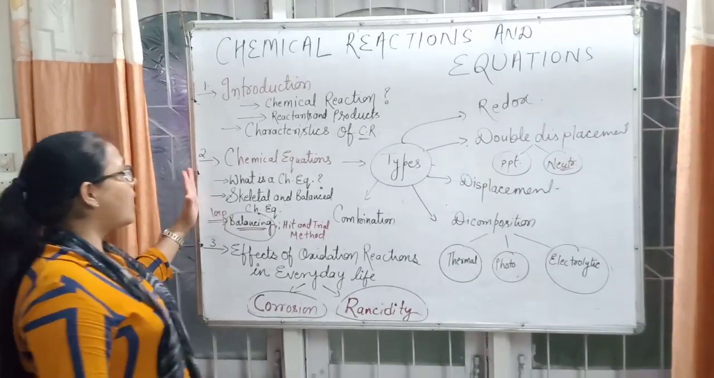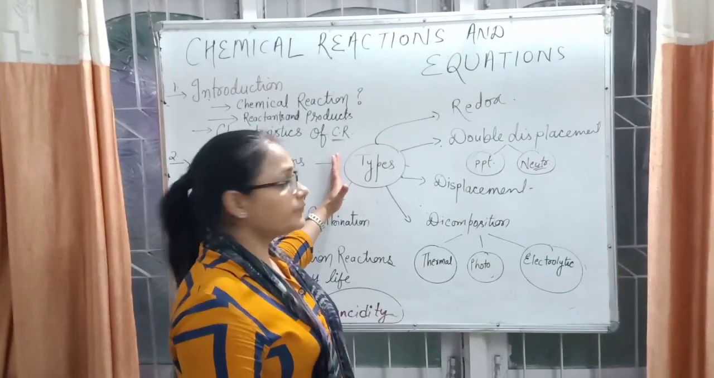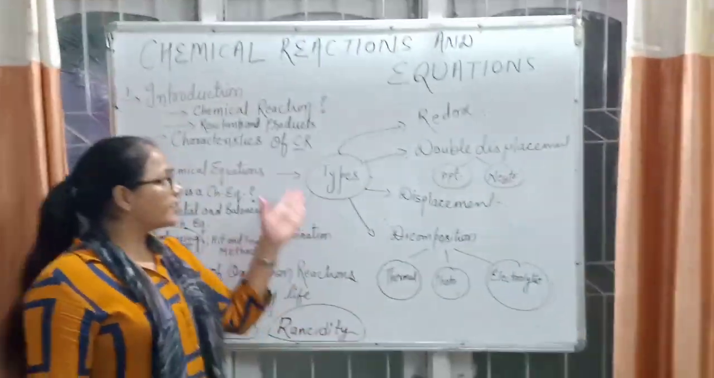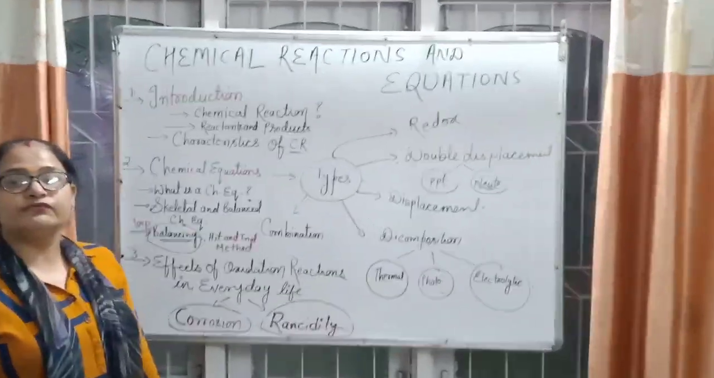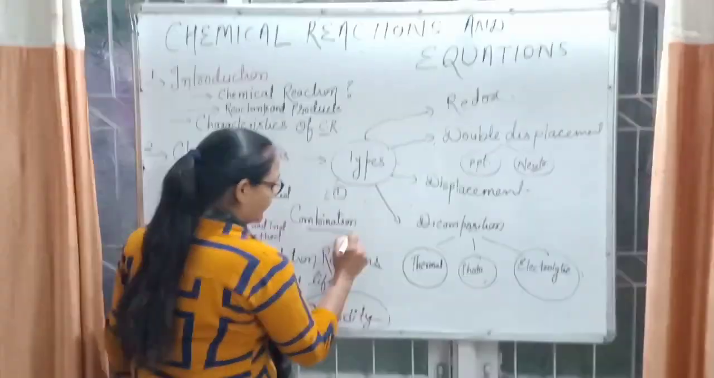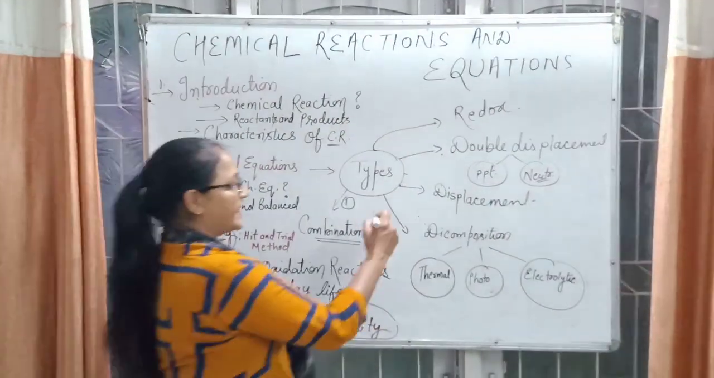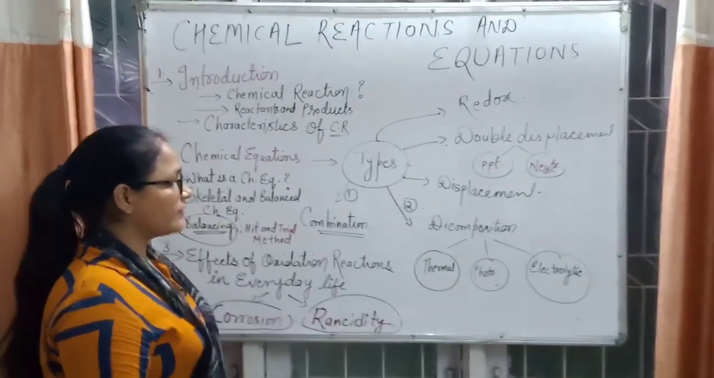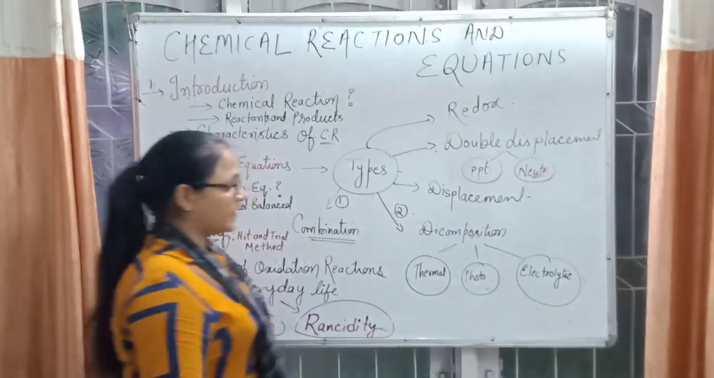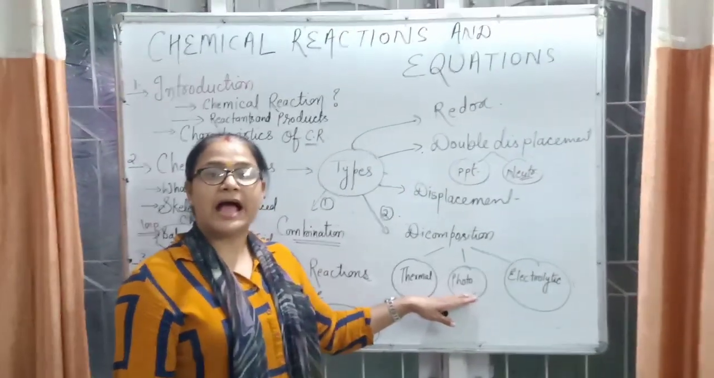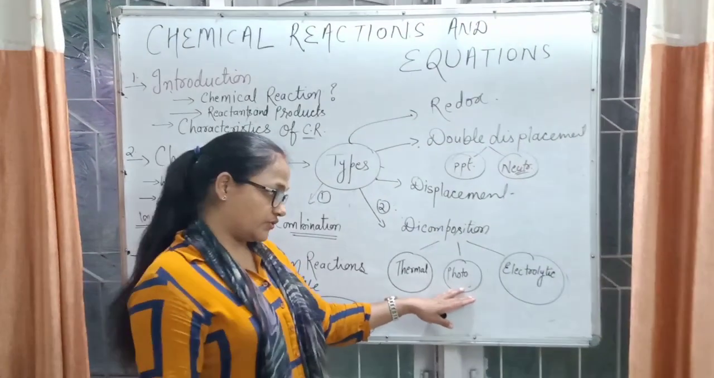Okay. Now, chemical equations. We will take the types of different chemical equations. NCERT has divided types of chemical equations into 5 categories. First category is combination type of reactions. Second is decomposition reaction. Decomposition reaction is again categorized into 3 categories: thermal decomposition, photolytic decomposition, and electrolytic decomposition reactions.